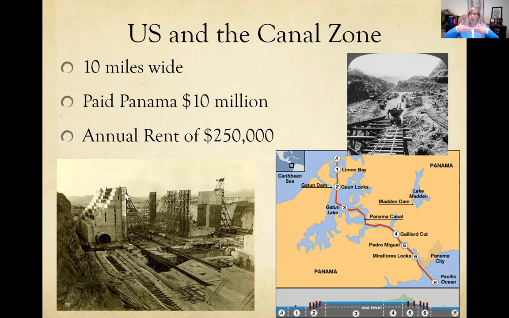You know that a lock is where you can open and close the gates to change the elevation of the water. And so these are the locks, these really, really tall structures, and there's enormous amounts of land that have to be blasted out of the canal zone. So it's incredibly labor intensive.